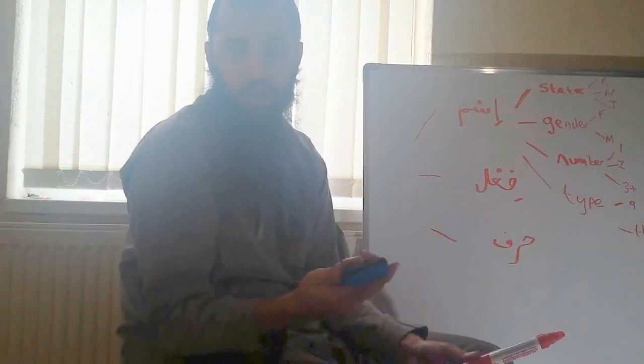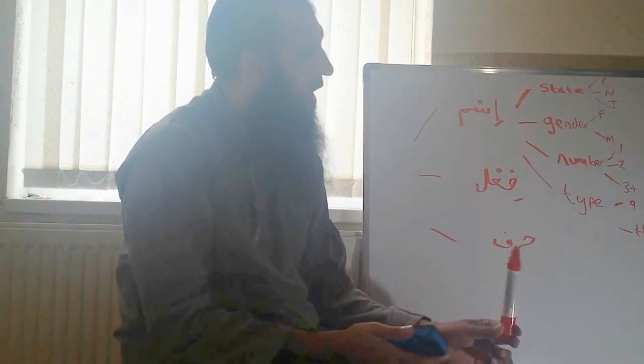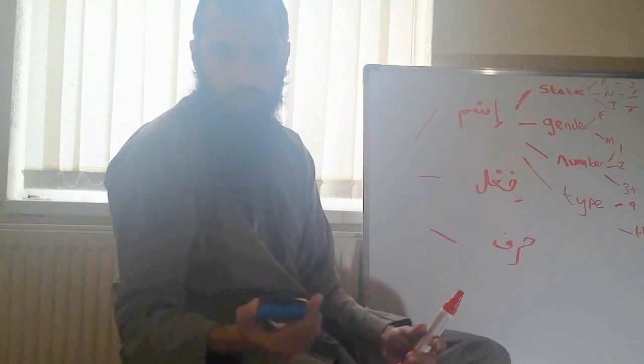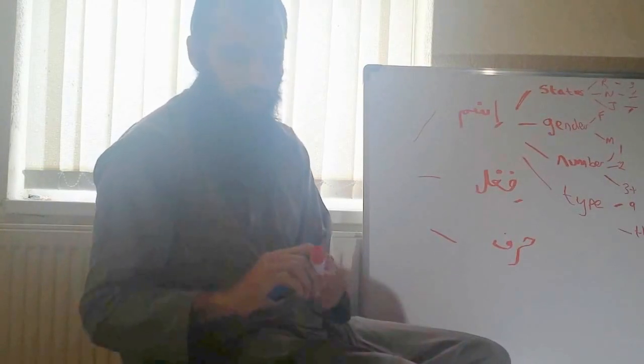Okay, and then we moved on and we talked about the dual state. The raf endings are with the dhamma. The nasb is with the fatha, and the jar is with the kasra. And then we moved on to, and we talked about the table, which we'll go through in more detail now, inshallah.